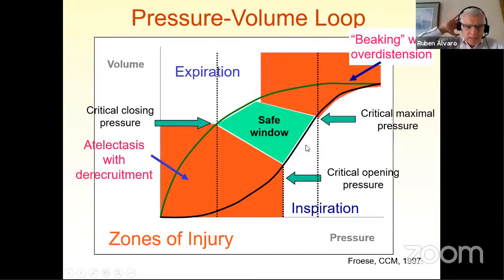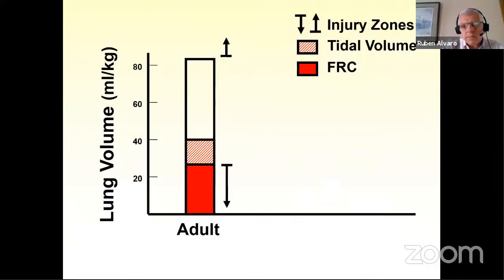Now you can say, well, that's easy. All we need to do is find out what these three pressures are and try to stay within those three pressures and everything will be fine. Well, there are several problems with that. First is that not every single area of the lungs has the same opening, maximal, and closing pressure. Second, it's extremely difficult, if not impossible, to measure those three pressures in the clinical setting. And third, it's something that relates to this graphic that I'm going to show you here.